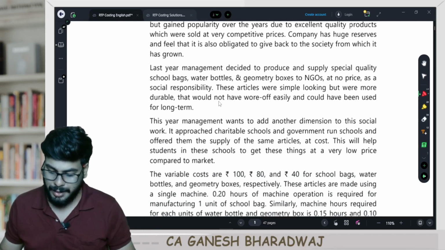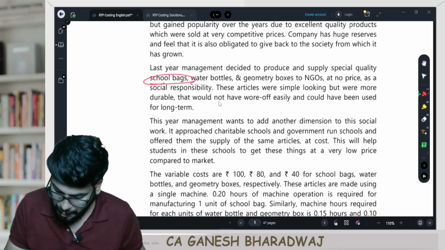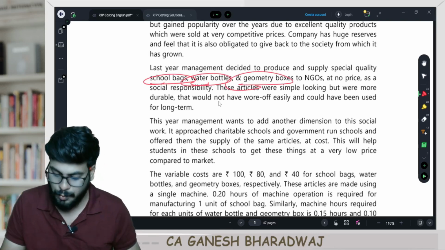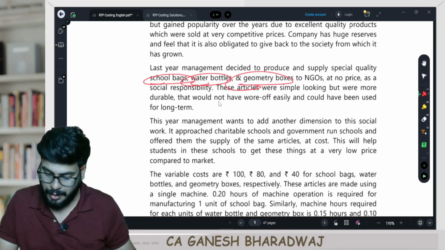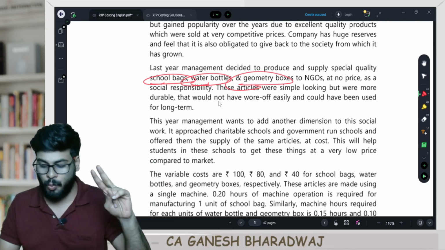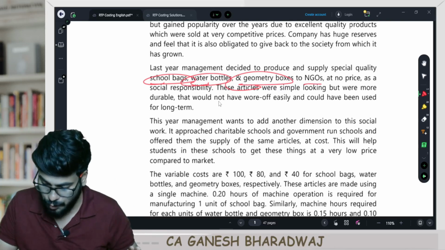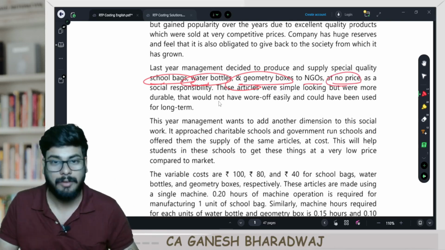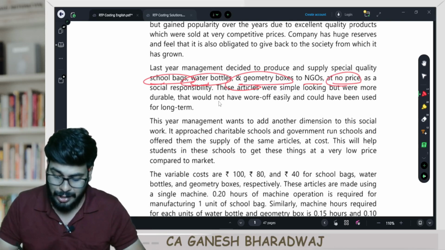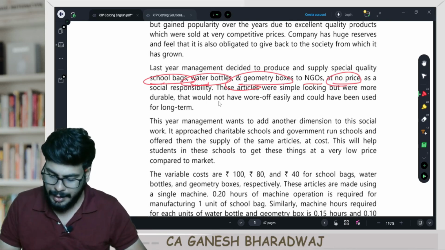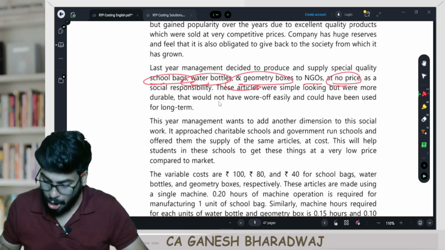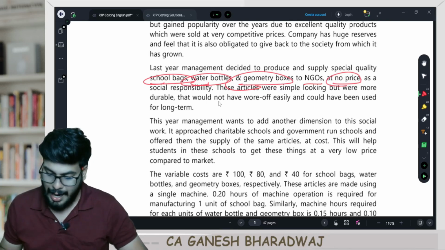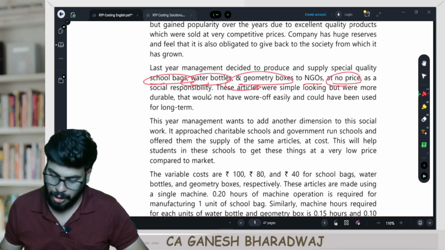Last year, the management decided to produce and supply special quality school bags, water bottles and geometry boxes to NGOs. There are 3 products the company deals in. So they decided to supply some special quality school bags, water bottles and geometry boxes to NGOs at no price at all, which means free of cost they are giving as a social responsibility. These articles were simple looking but were more durable, that would not have worn off easily and could have been used for long term. Fine.